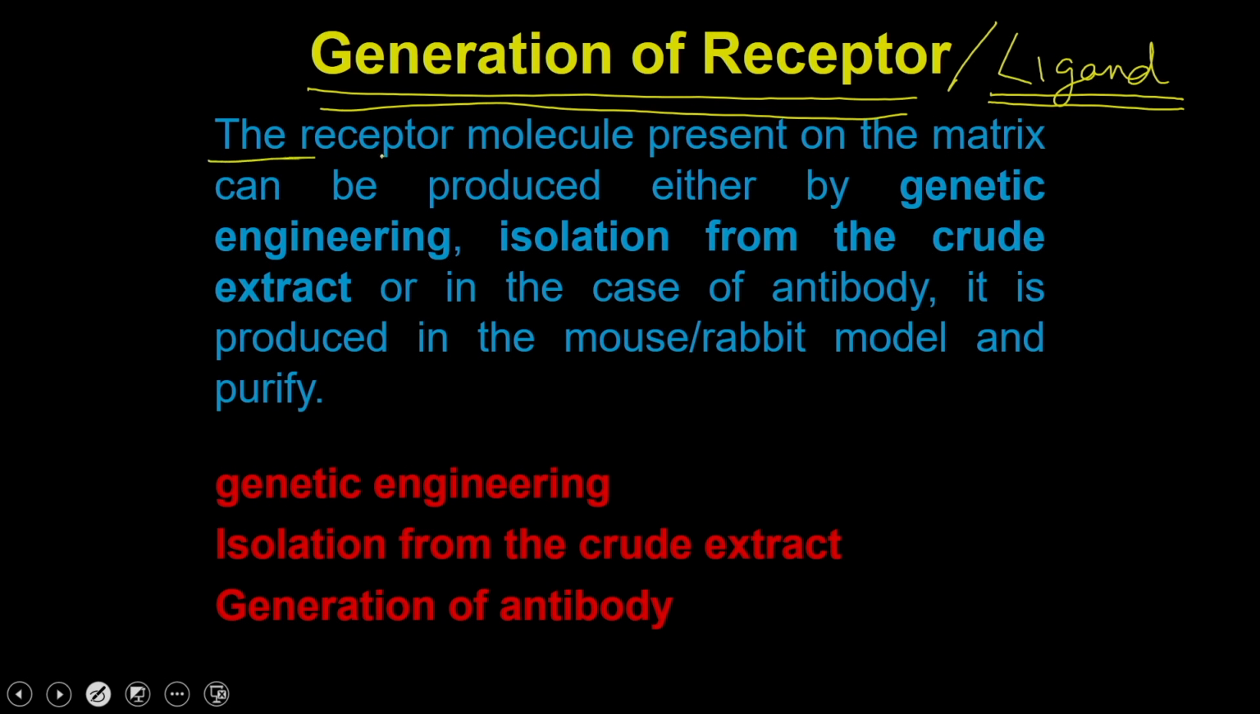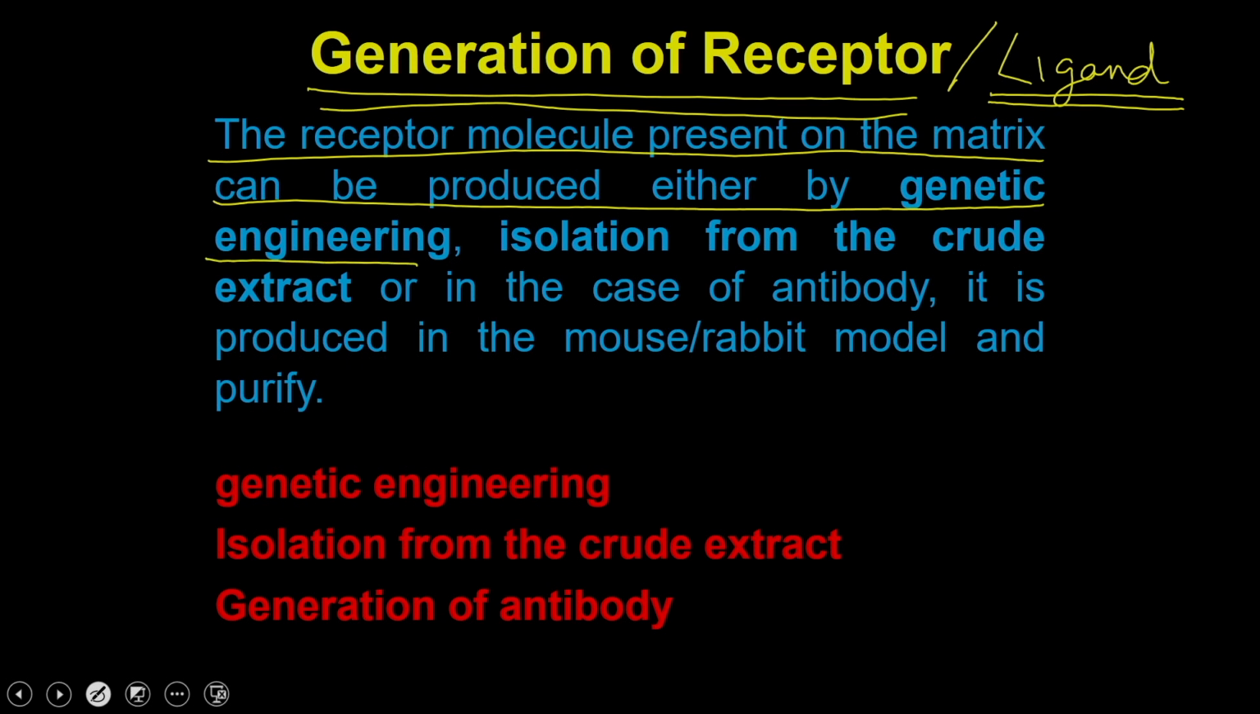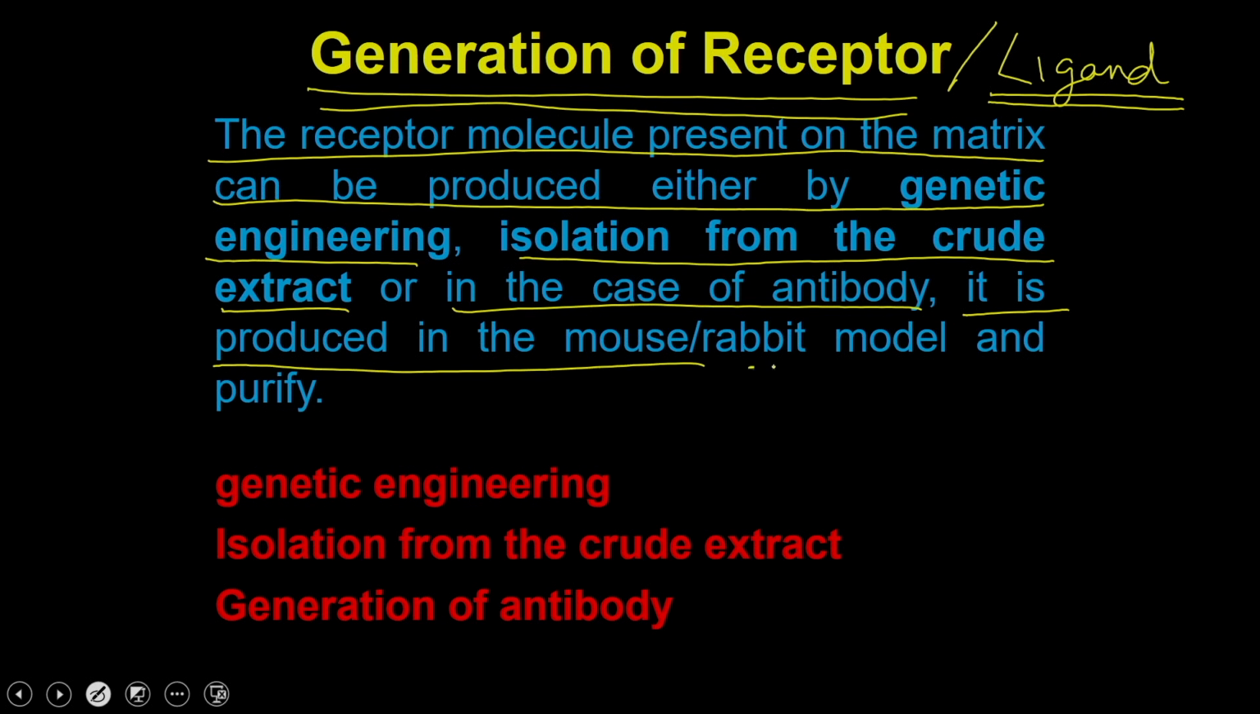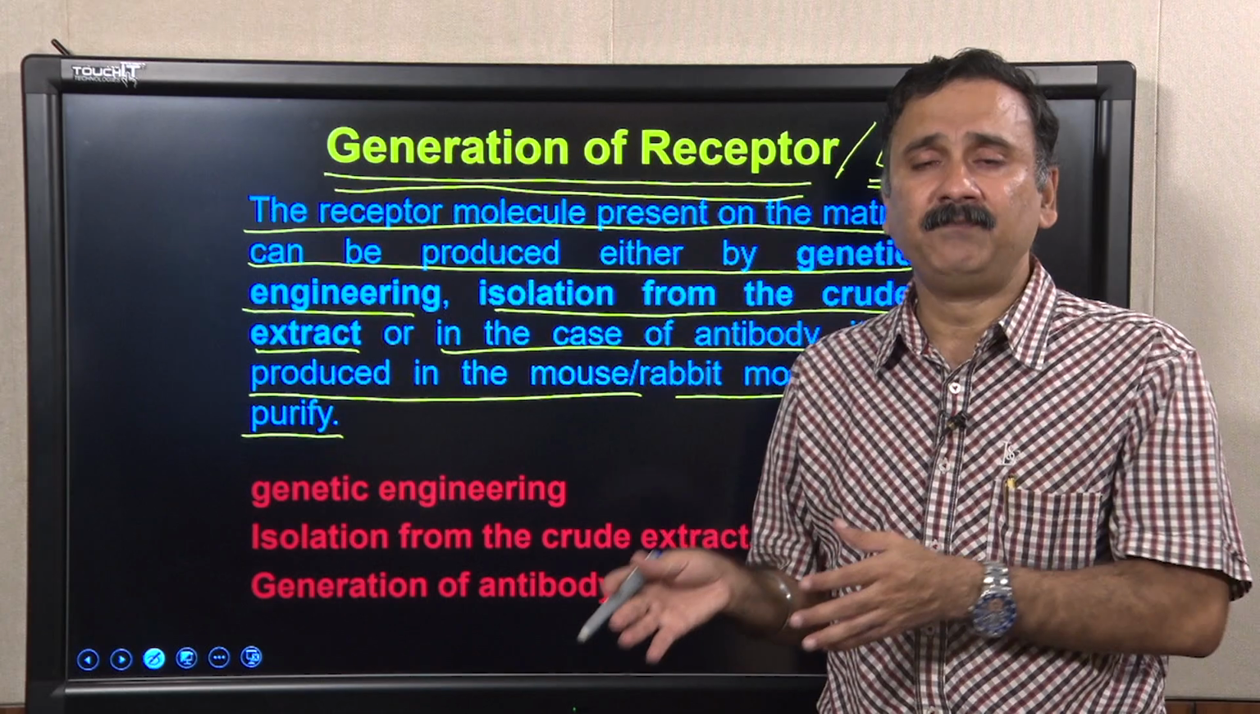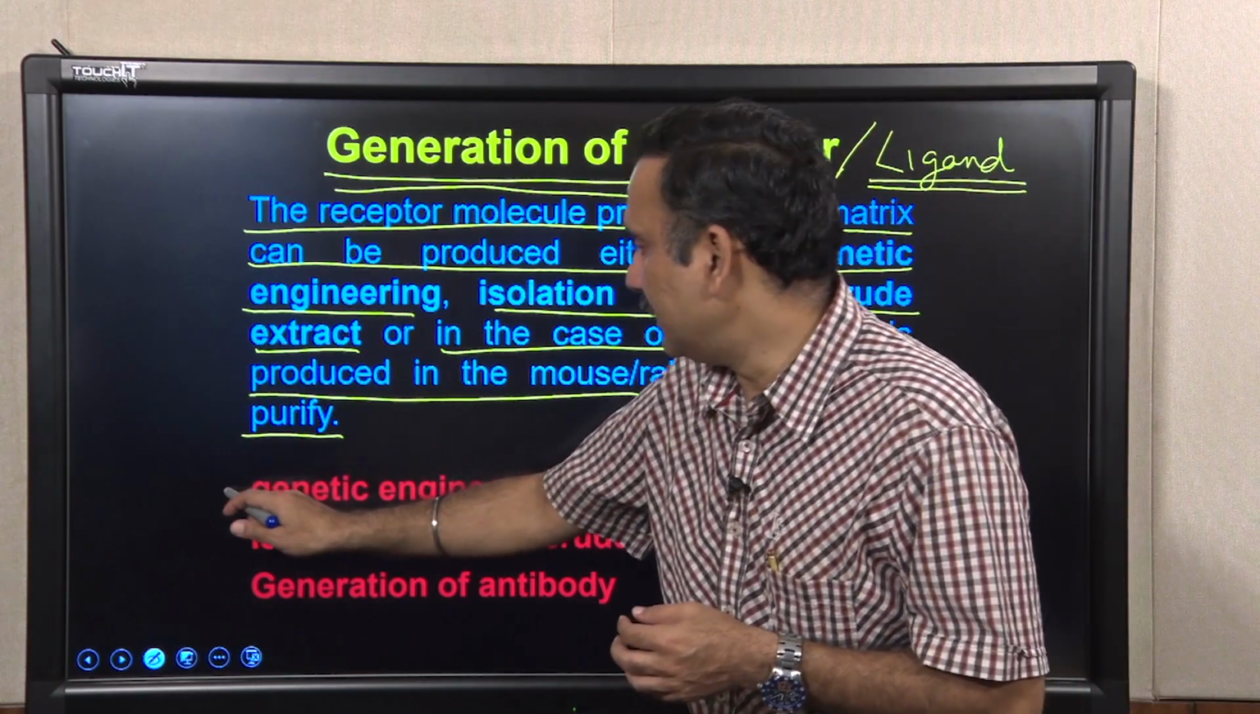The receptor molecule present on the matrix can be produced either by genetic engineering, by isolation from the crude extract, or, in the case of antibodies, it is produced in a mouse or rabbit model and purified. So, you have three options to generate the receptor or the ligands. The first is genetic engineering.